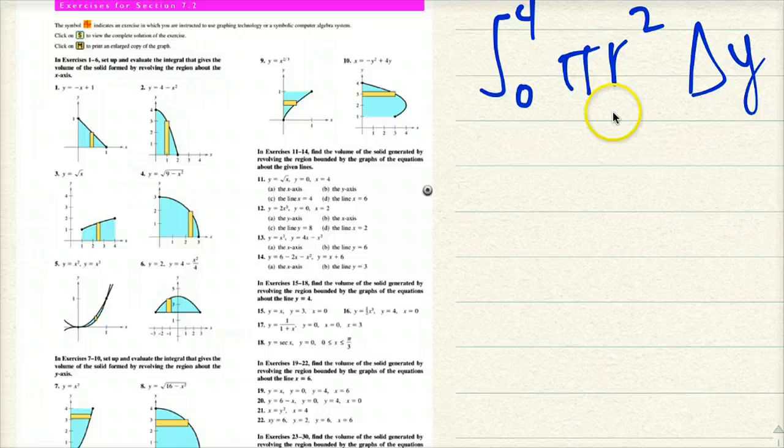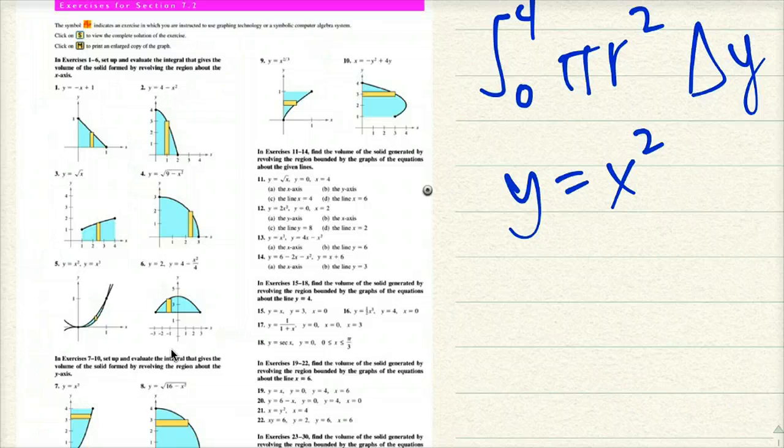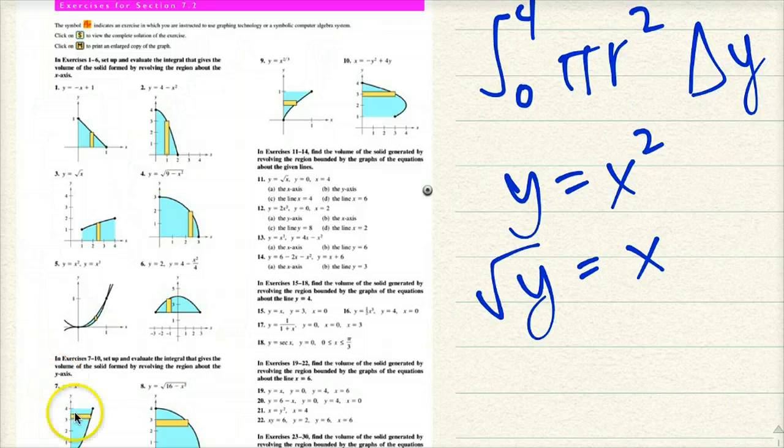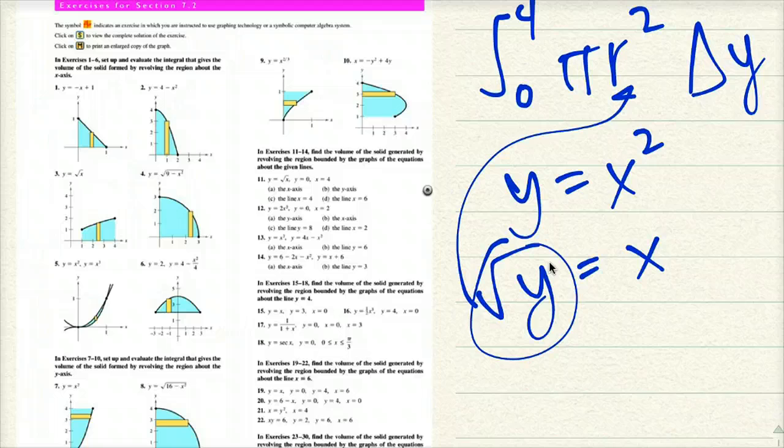Basically, I need this to be y. So look at this function. It says y equals x squared. Since I want to replace it with a y, what I'm going to do is get this x by itself. So I'm going to square root both sides. The square root of y equals x. So basically what I'm saying is that the radius of this piece is equal to x, the width, and the width is delta y. Or in other words, I'm just converting my function to x by itself instead of y by itself. So actually, I'm going to take the square root of y and put this here.